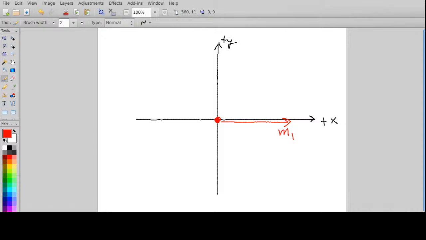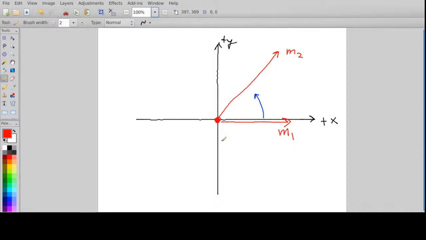And then it says that there's an 8-kilogram piece traveling at 60 degrees to the x-axis. So remember that you measure your angle counterclockwise like that. And so we're going to measure up to 60 degrees. So 60 degrees looks like that. And so here's M2.